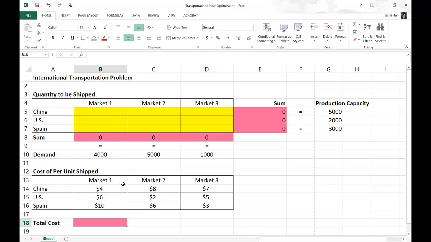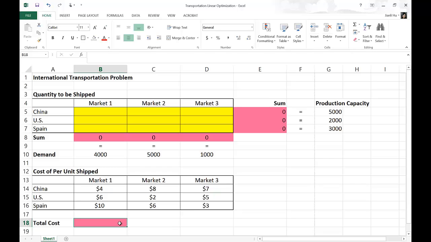In the second table, on the setup, we're going to see some numbers. So we see 4, 8, 7, 6, 2, 5, and so on. Now, those represent the cost per unit of the shipping. So from China to market 1, it will cost us $4. From China to market 2, it will cost us $8, and so on. So our goal is to minimize the transportation cost. In other words, minimize the total shipping cost. Now, how are we going to do that?